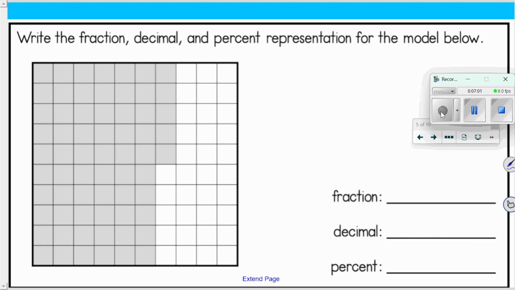How many did I color on the first one? So it counted 65. So what can I divide those by? 5 gives me 13/20. Writing it as a decimal, I started as 65 hundredths, so I make it 65 hundredths. Now I change it to a percent, moving my decimal twice, and then changing the decimal to a percent sign.